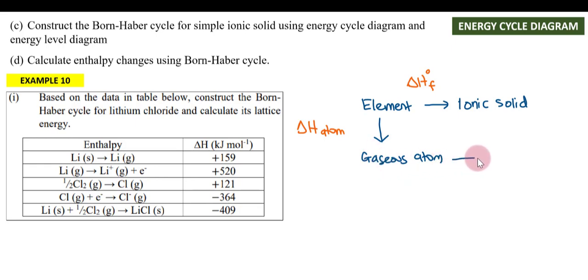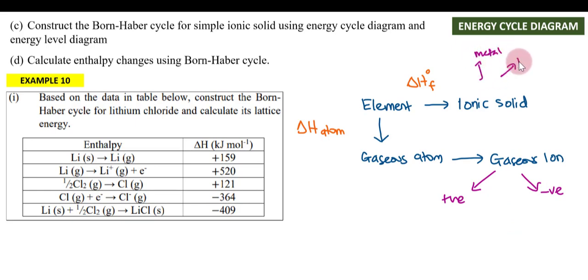So we have the enthalpy of atomization, and then after we change it into the gaseous atom, we are going to change it into gaseous ions. For the gaseous ions, it is divided into two ions, which are the positively charged ion and the negatively charged ion. Since the ionic solid comes from a metal and a non-metal, the positively charged ion will come from the metal, while the negatively charged ion comes from the non-metal.